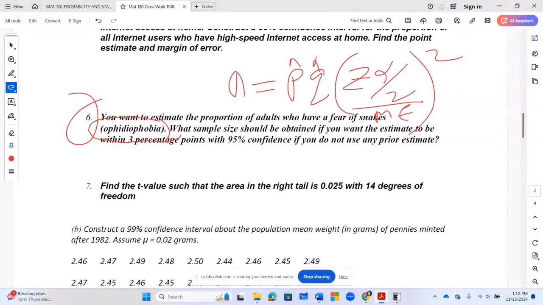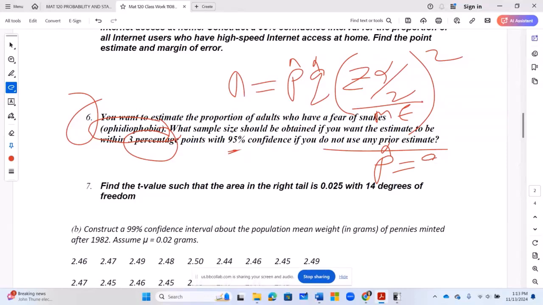What sample size should be obtained if you want the estimate to be within 3% points at a 95% confidence interval if you do not have any prior estimate? So we don't have any prior estimate. What does this mean? This actually means that nobody gave you p-hat. So anytime you are not given p-hat, you assume that p-hat is equal to q-hat.